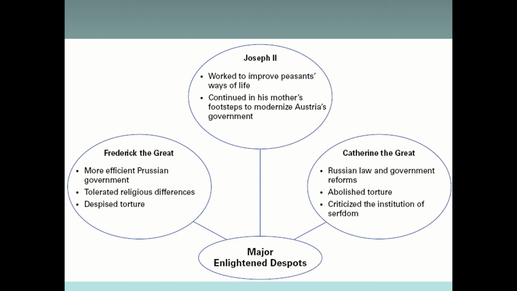So you have three monarchs who became what you call enlightened despots, monarchs who were really for these Enlightenment ideas. You have Frederick the Great in Prussia. Prussia is today a part of Germany. So Frederick the Great made the Prussian government more efficient.